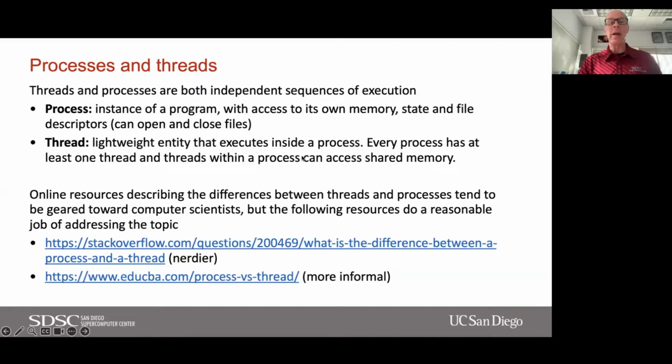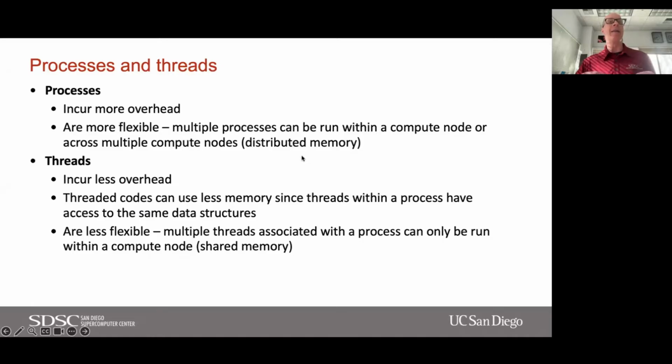So the reason that we care about processes and threads is it's going to have an impact on how we run our applications. A process is going to incur more overhead, but it's also more flexible. Multiple processes can be run within a compute node or across multiple compute nodes, what we call distributed memory parallel computing. Threads, on the other hand, incur less overhead. Threaded codes can use less memory since threads within a process can have access to the same data structure. The downside, though, is that they're less flexible. Multiple threads associated with the process can only be run within a single compute node, where all the processors have access to a shared pool of memory.